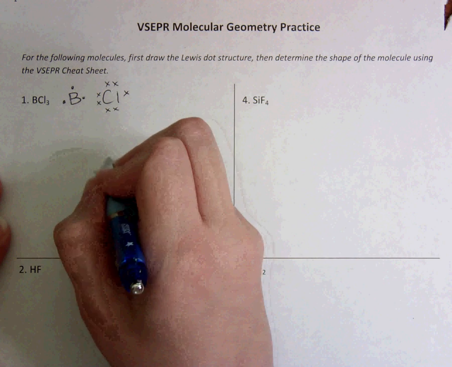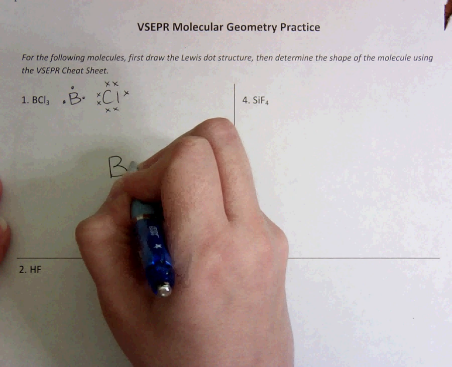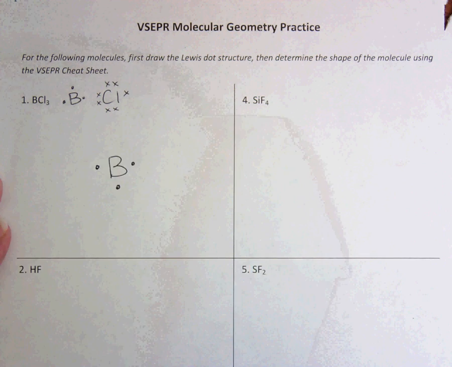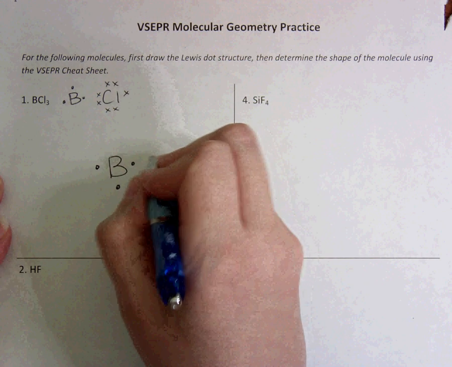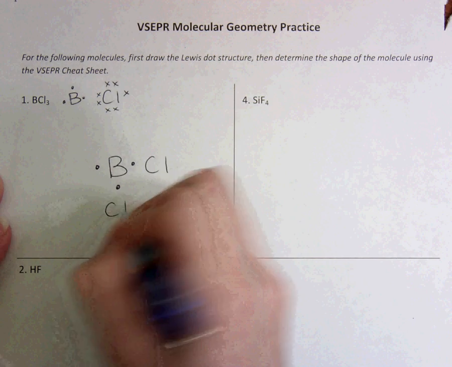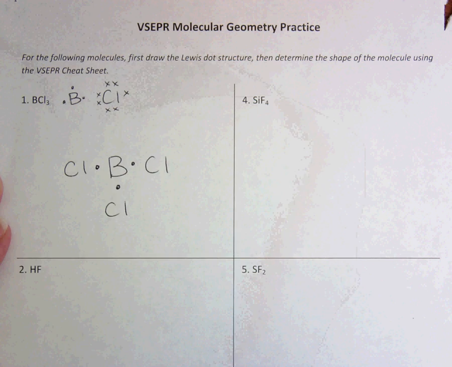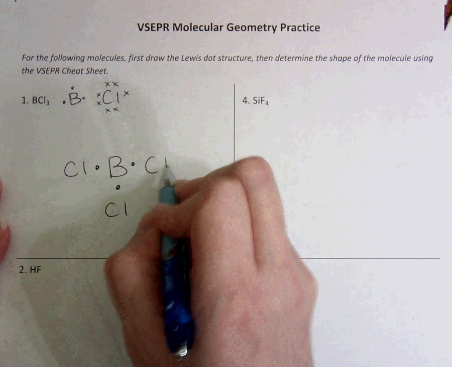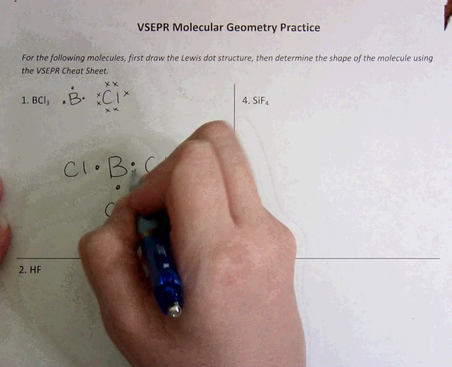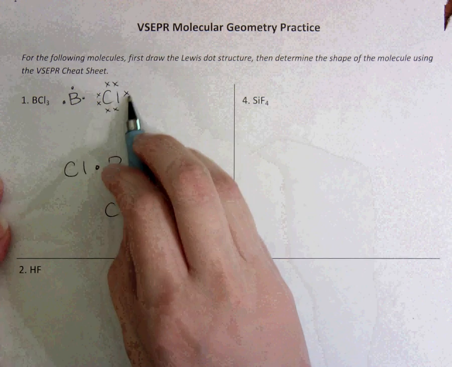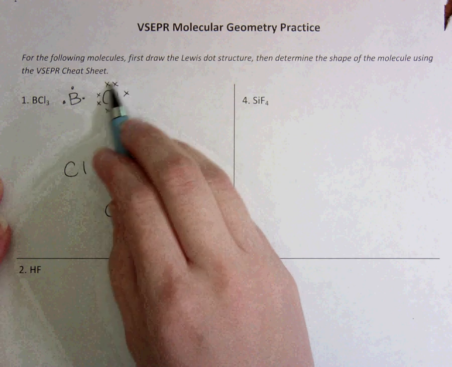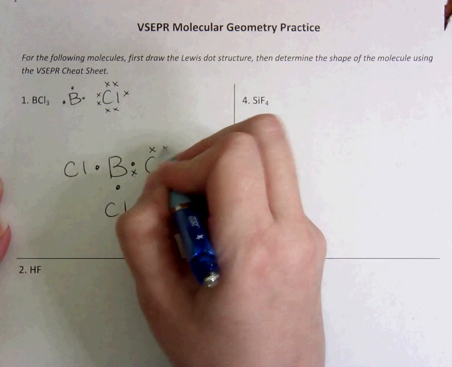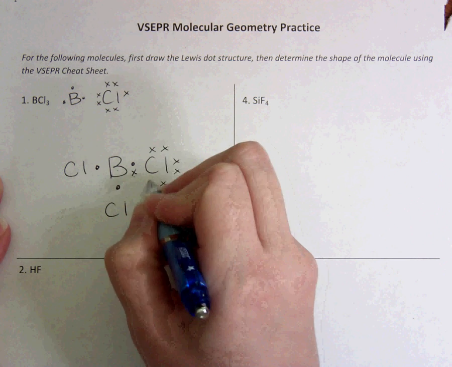So I'm going to put my boron here with its 1, 2, 3 outer electrons, and I'm going to put my chlorine on all 3 sides so it can share those. If boron is sharing 1 with this chlorine, then chlorine will share 1 back, so I put an X here. I need a total of 7 X's to show my 7 outer electrons. I've already drawn 1, so 2, 3, 4, 5, 6, 7.